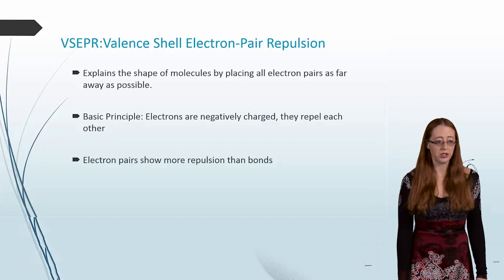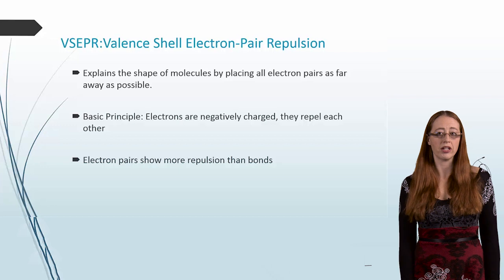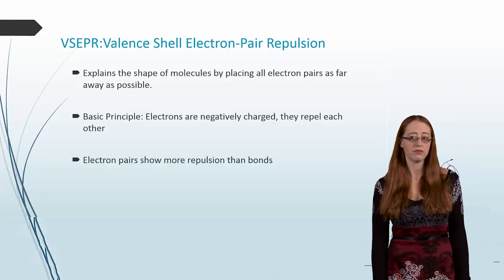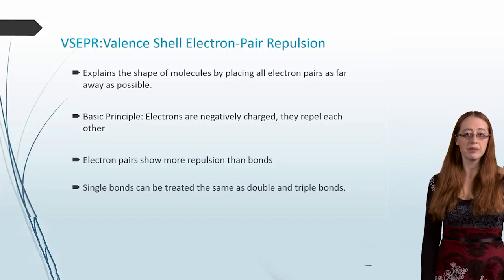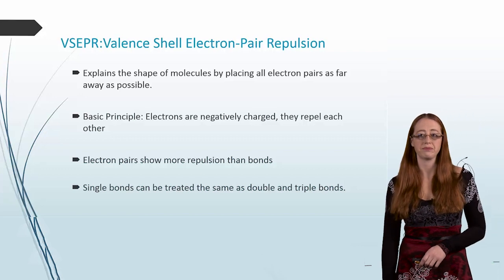This won't come into play too much in this lecture, but it's important to note, and we'll talk about it more in the next, that electron pairs are going to show more repulsion than bond groups. Now notice I keep saying bond groups rather than just saying bonds. That's because single bonds, double bonds, and triple bonds are all going to be treated the same way.